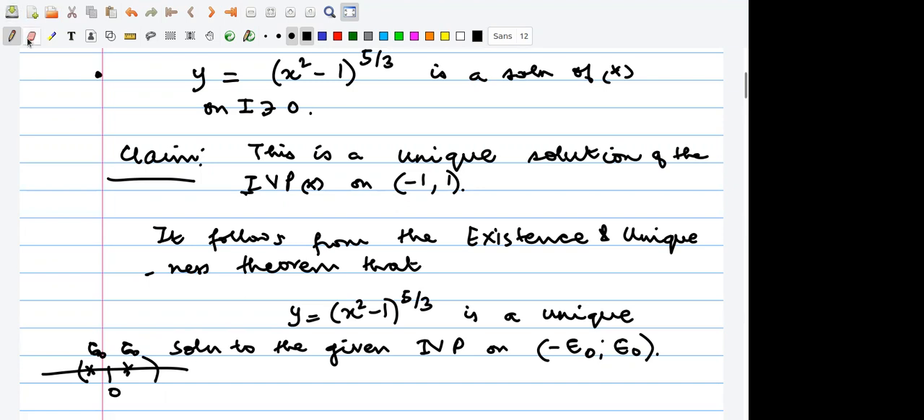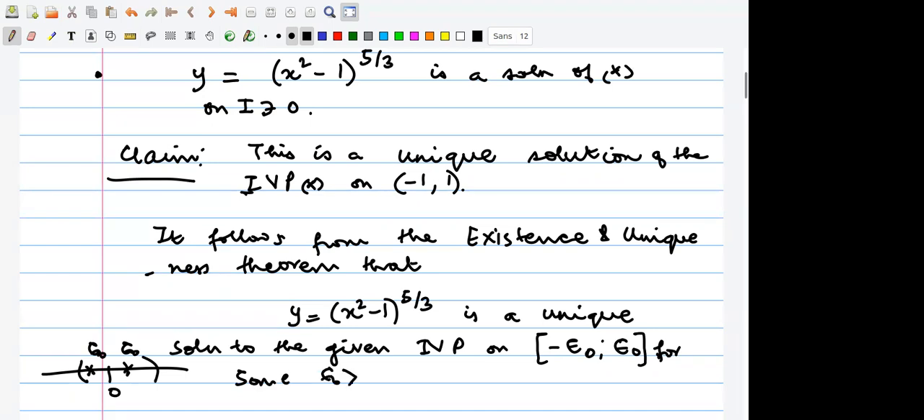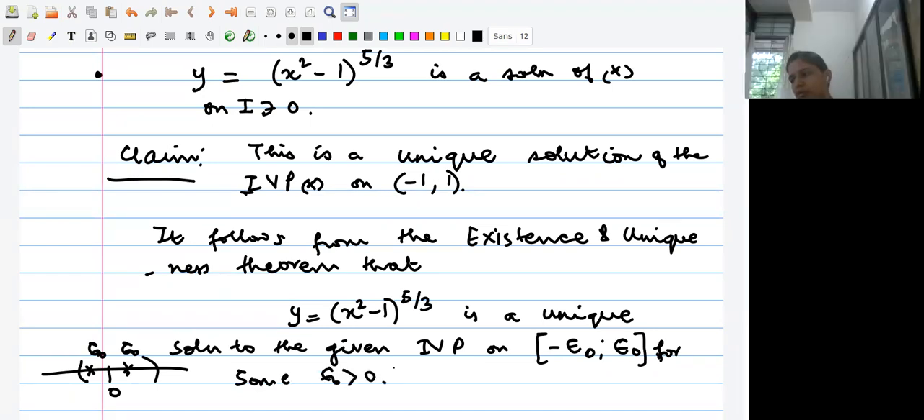Yes, ma'am. In fact, I can even make it a closed subinterval. Nothing is lost. Is that okay? Yes, nothing is lost, for some epsilon naught positive. Now, the Picard-Lindelof theorem, or a corollary of it, guarantees uniqueness on the interval minus epsilon naught to epsilon naught.